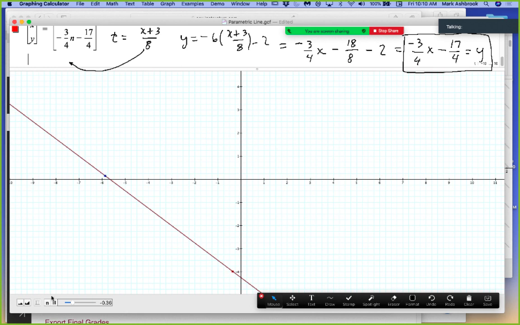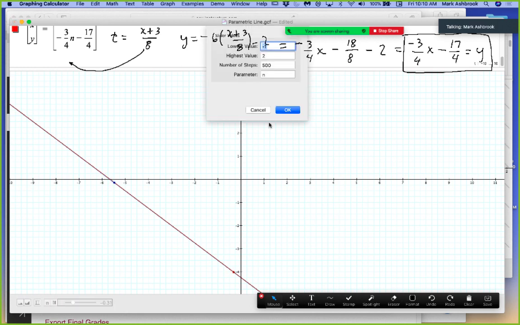Is that slow? Really? That's probably why. Let's try this.